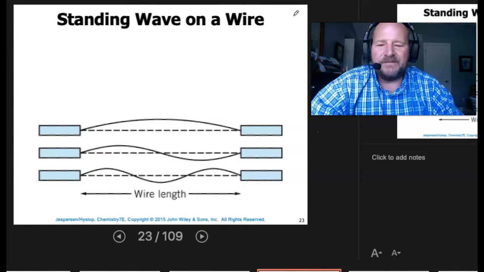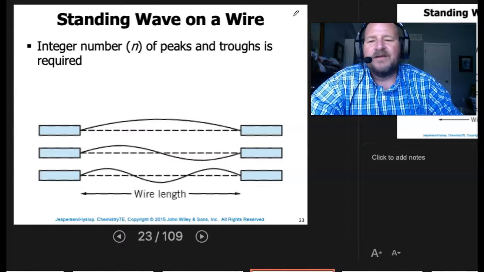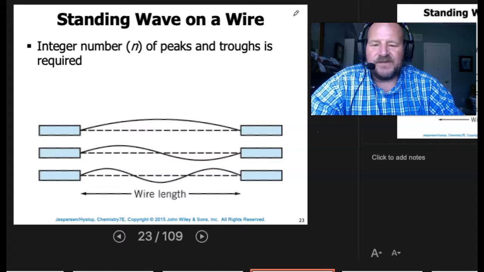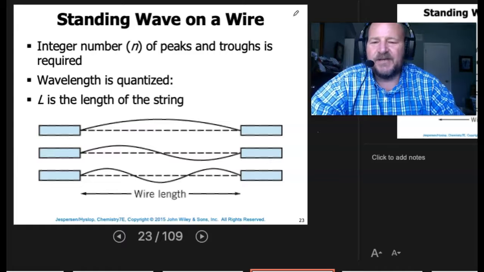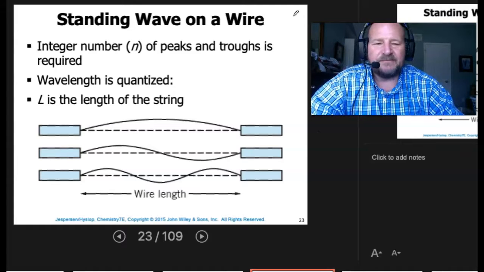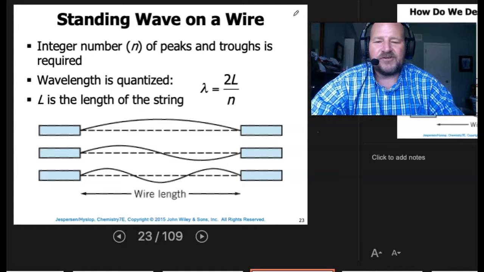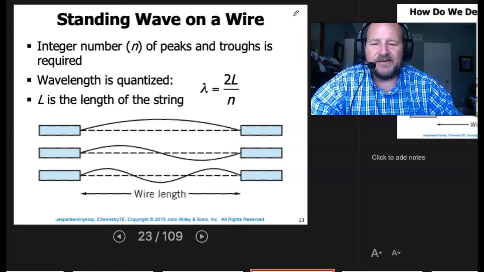Now, standing wave on a wire. The integer number n of peaks and troughs is going to be required. Okay, that means the wavelength is going to be quantized. So L would be the length of the string. Now we can relate the length of the string back to the wavelength. So wavelength would be equal to 2L over n. Okay, hopefully that's making sense. So what we're saying is the wavelength itself would be equal to 2 times the length of the string divided by n, the number of peaks and troughs that's required.